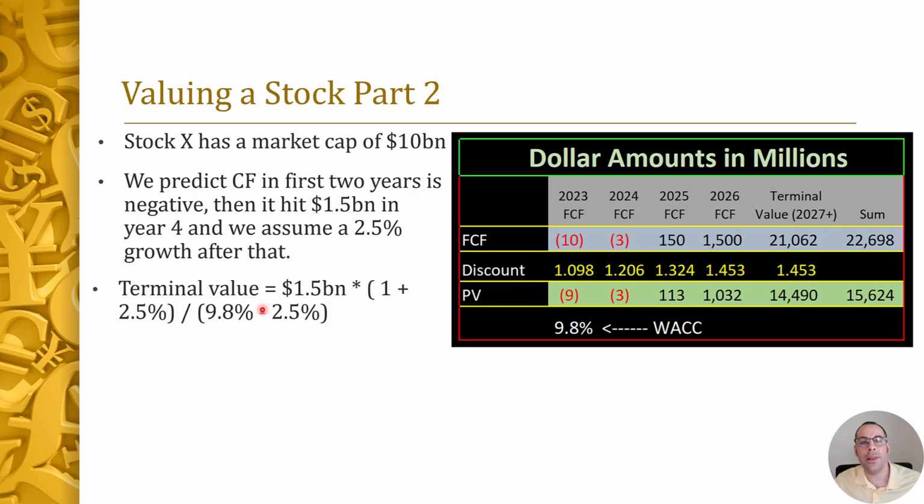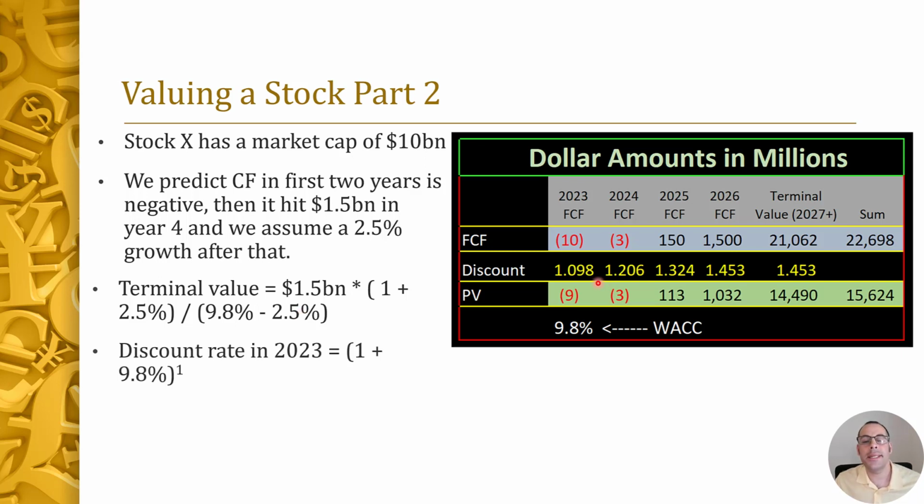And the way you calculate the terminal value, you take the prior year free cash flow, 1.5 billion, you multiply by 1 plus a growth rate. You can use any growth rate you want. I use 2.5%. Then you divide by the WACC. We gave them a WACC of 9.8% minus the growth rate. The WACC is the weighted average cost of capital. It's how much it costs the company to obtain capital through debt and equity financing. We'll talk more about WACC on the next slide.